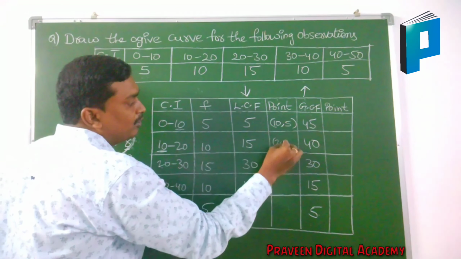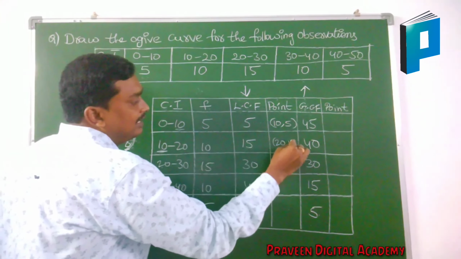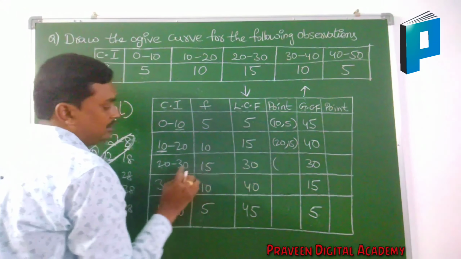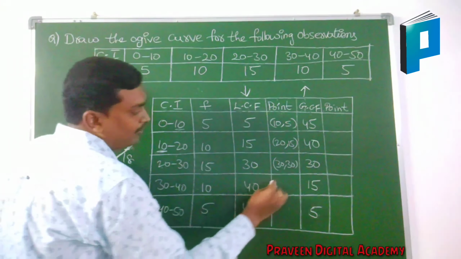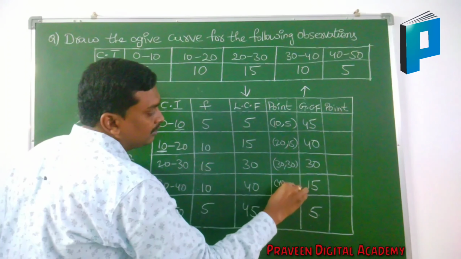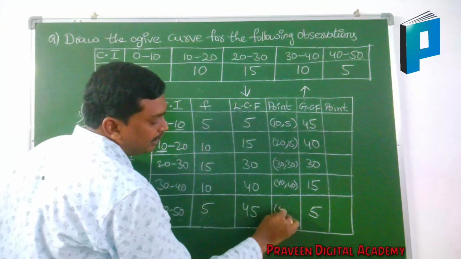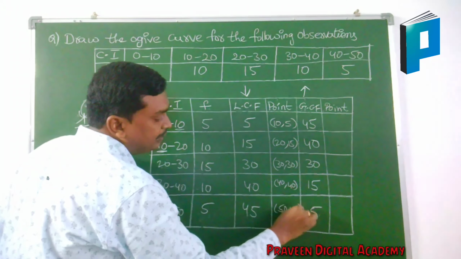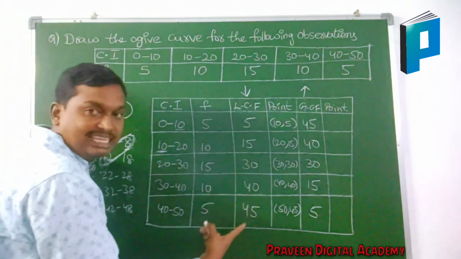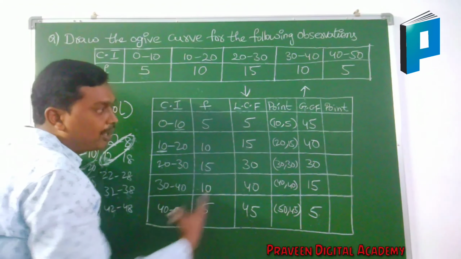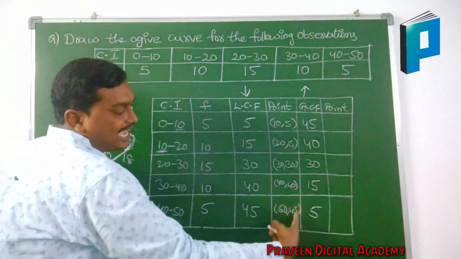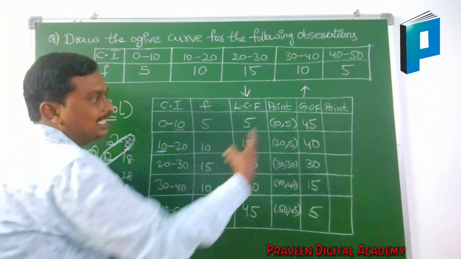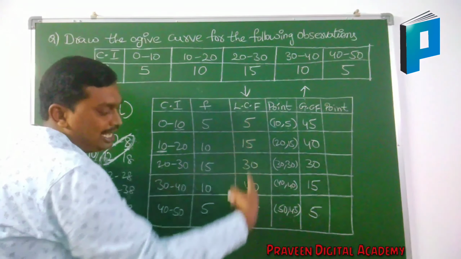What is the upper boundary? 20, comma, LCF 15. 30, comma, 30. 40, comma, 40. 50, comma, 45. Simply remember, for LCF we take the upper boundary as the x-axis and LCF as the y-axis; the x coordinates are upper boundaries and the y coordinates are LCF.